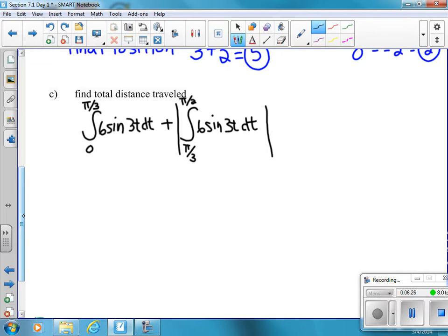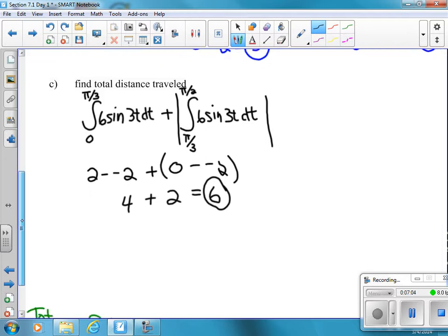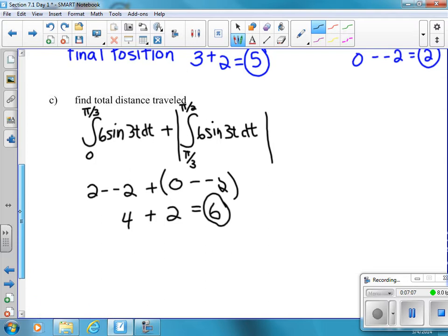So if you do this, you get 2 minus -2 plus 0 minus -2. All right, so you should get 4 plus 2 and get 6 for your final answer. You would take the antiderivative at pi over 3 minus 0, then take the antiderivative, which we took earlier, at pi over 2, subtract the pi over 3 antiderivative, and you should get this.